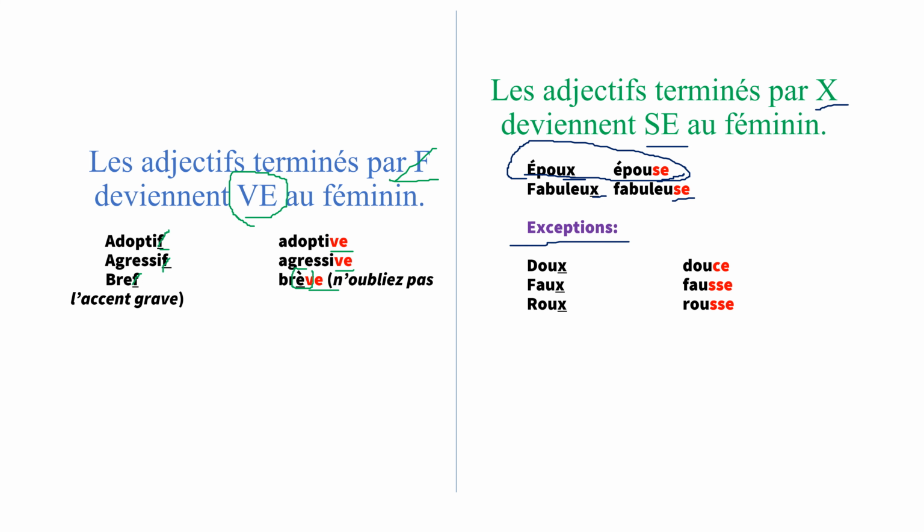Of course, we have to look at the exceptions. What kind of rule would it be without an exception? Du, feu, roux, they all end in X. They do not take SE. They take CE in the case of du. Fausse, you double SSE, and the same for rousse, SSE.